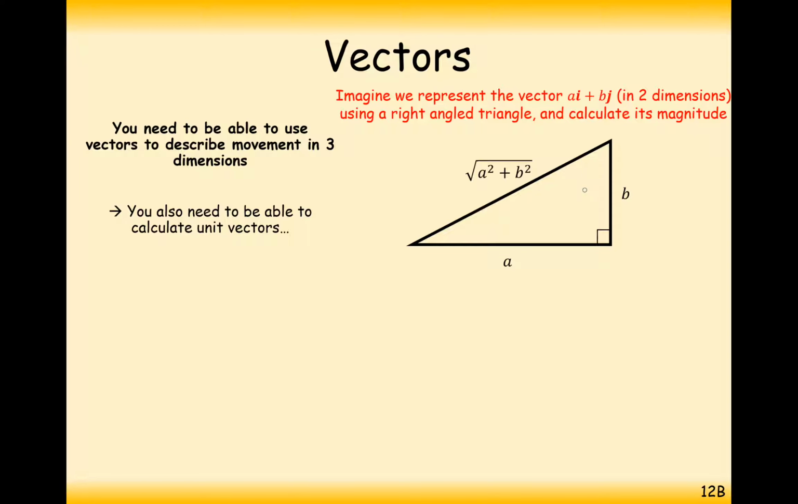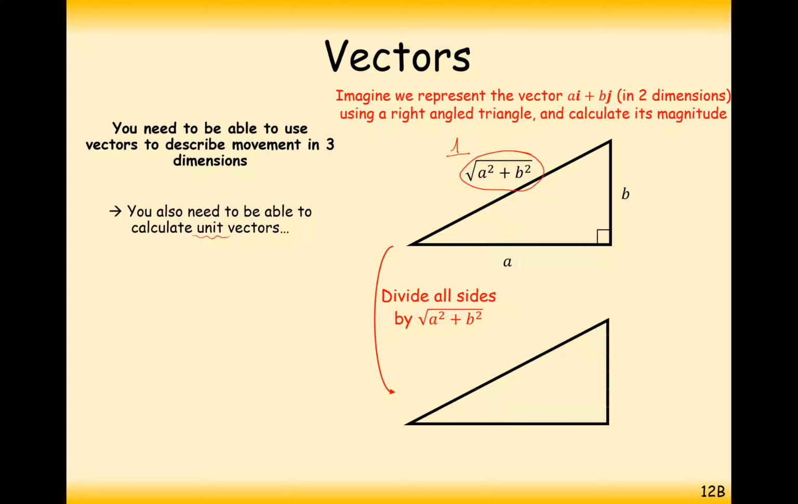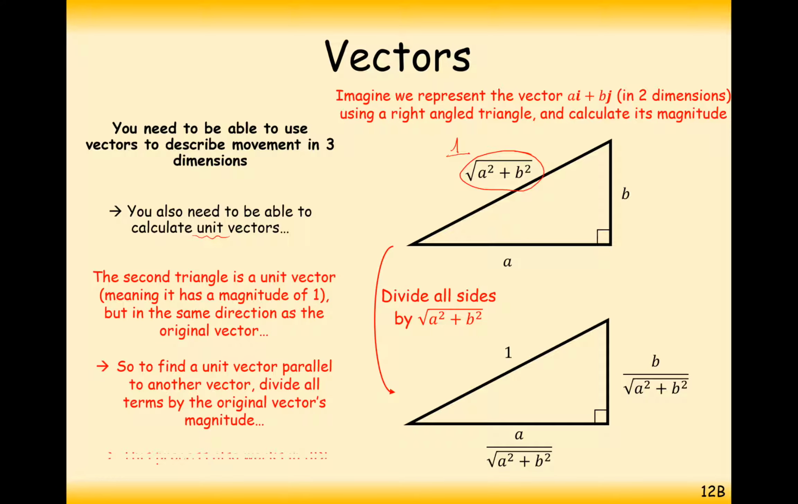Okay, so one way of seeing how to do this is if we've got an x component of a and a y component of b, obviously the modulus of your vector is going to be square root of a squared plus b squared. We'd like the length of the vector to be 1 for a unit vector, so we need to effectively divide all the sides by this value. So on the bottom it's going to become a divided by square root of a squared plus b squared, and on the side it's going to be b divided by square root of a squared plus b squared. And we can do exactly the same for 3 dimensions as well.